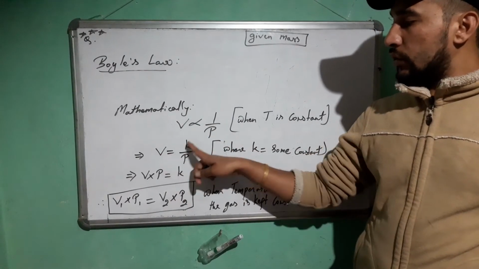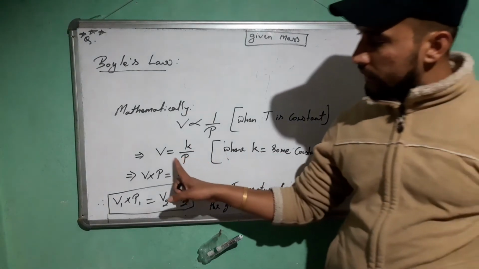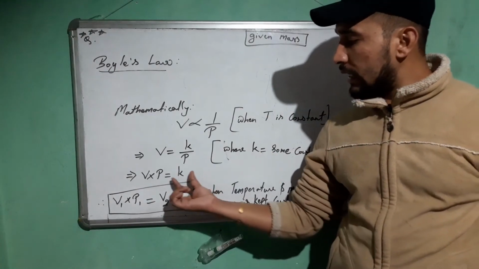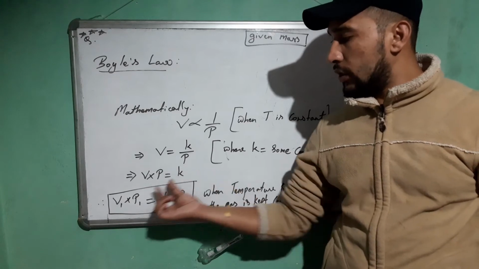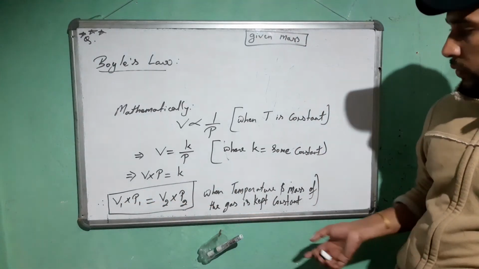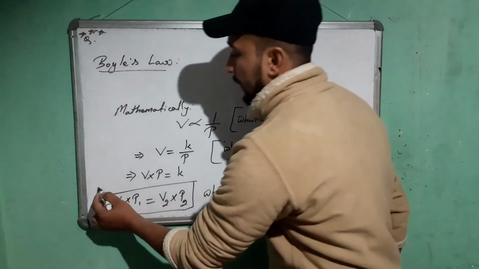So V is equal to K by P, where K is some constant. From here, if you cross multiply, V into P will be equal to K. And since K is constant, V into P is equal to constant. So you can write V1 into P1 is equal to V2 into P2. This is the mathematical form of Boyle's law.